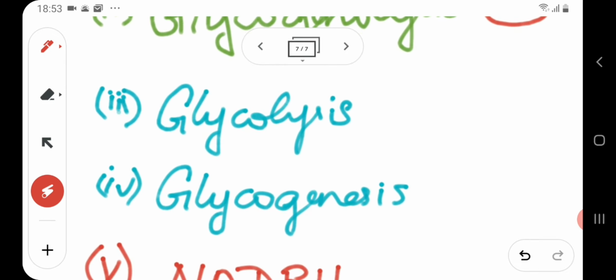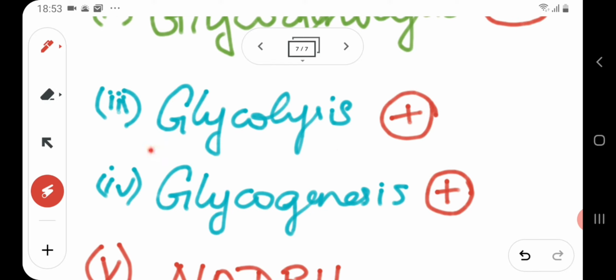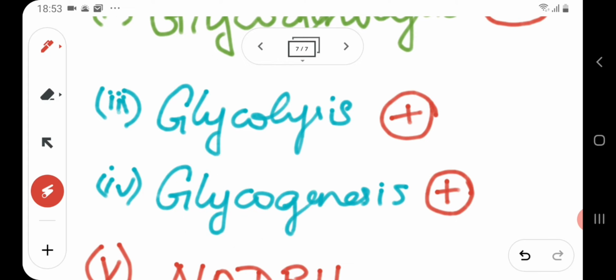Now coming to glycolysis and glycogenesis. Glycolysis is promoted as well as glycogenesis. Both of these are promoted by insulin. Glycolysis is for the peripheral utilization of glucose by the tissue, and for glycogenesis, insulin will increase the formation of glycogen synthetase, thereby promoting glycogenesis.